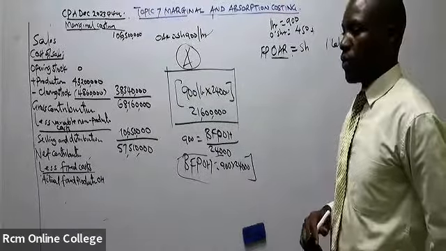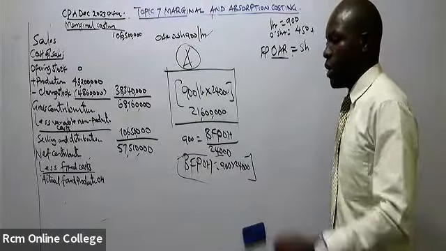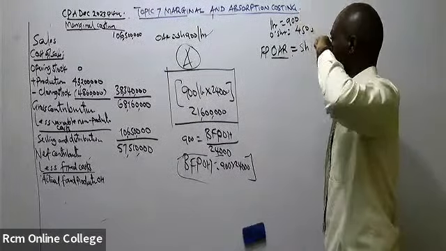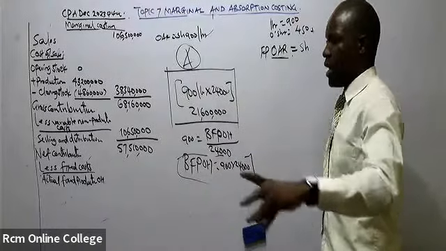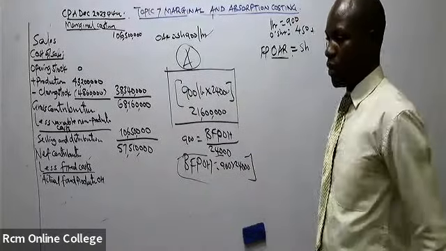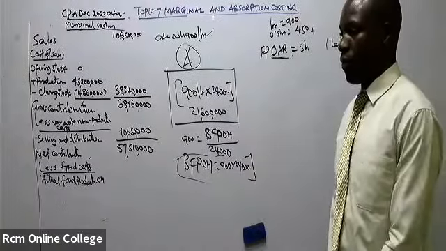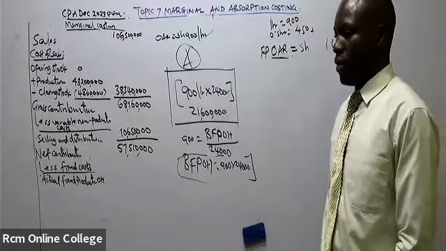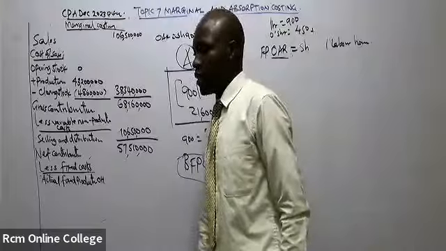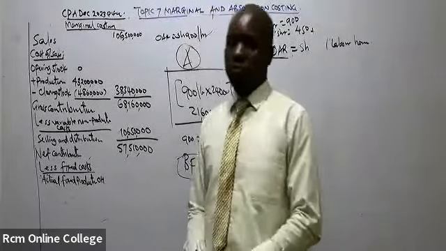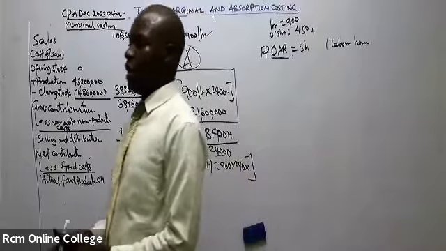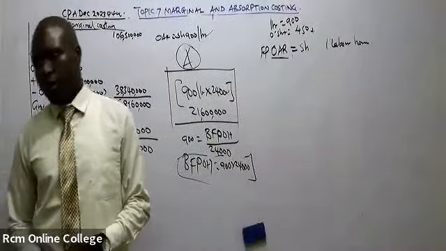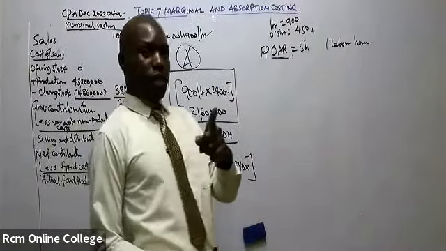How much is it? The fixed production overheads absorption rate per direct labor hour. Do we have it? If you give me 450, you are letting me down. 450 is the shillings per unit.